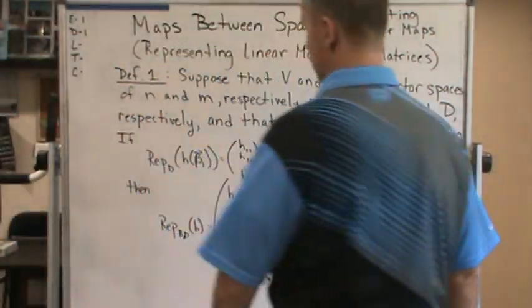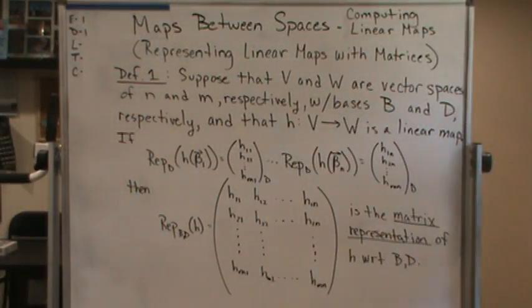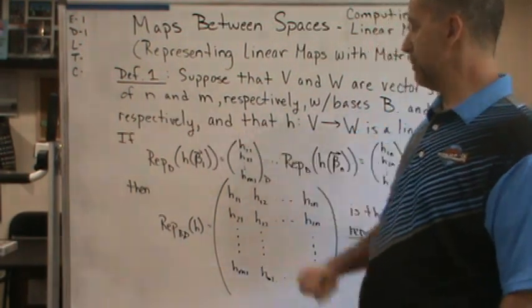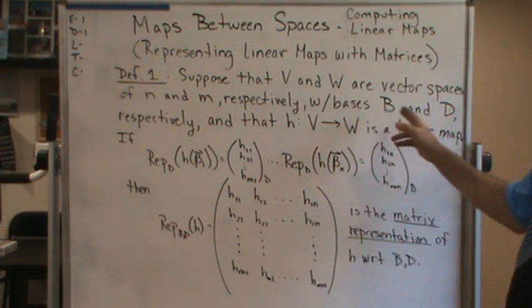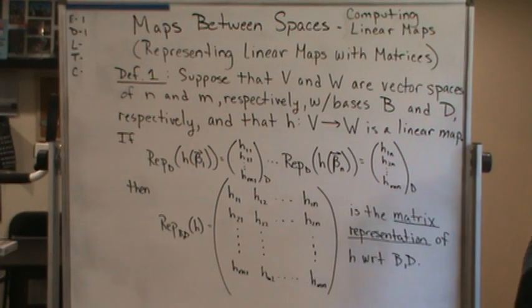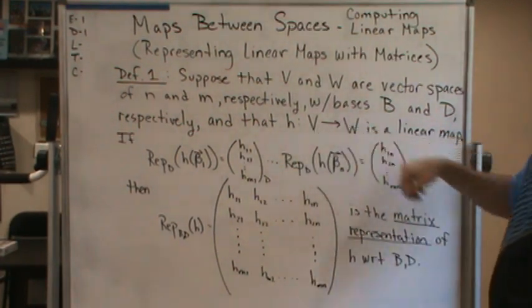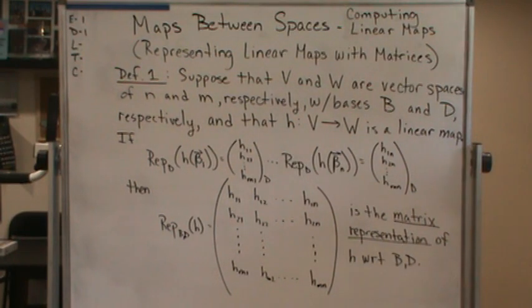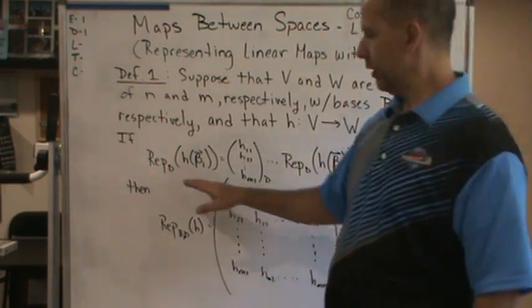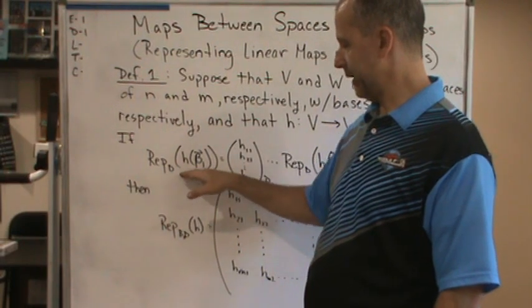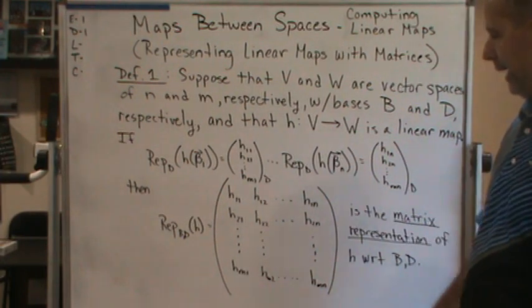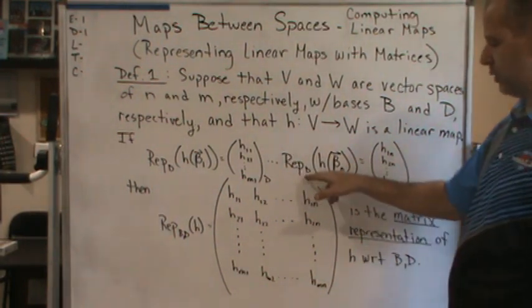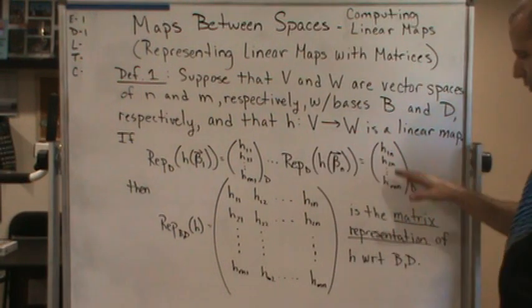Okay, so here is definition 1. Now, suppose that V and W are vector spaces of n and m dimension, respectively, with bases B and D, respectively, and that H is a linear map from V to W. If the representation with respect to D of H of beta 1 equals this, all the way through the representation with respect to D of H of beta n equals this, right?